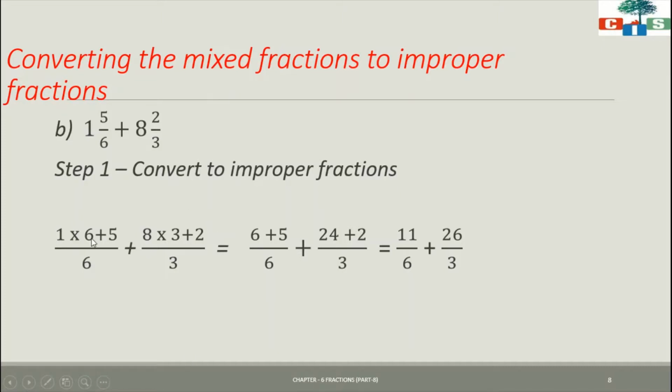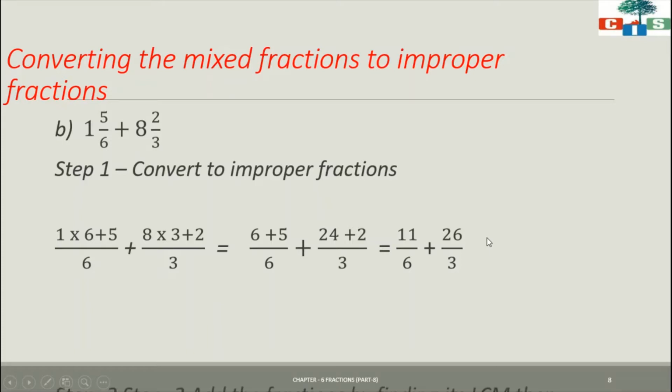Now 1 multiplied by 6 is 6, plus 5 is the numerator, divided by 6 which is our denominator, and 8 multiplied by 3 is 24, plus 2, divided by 3. So 6 plus 5 is 11 by 6, and 24 plus 2 is 26 upon 3. This is how we convert a mixed fraction to an improper fraction.